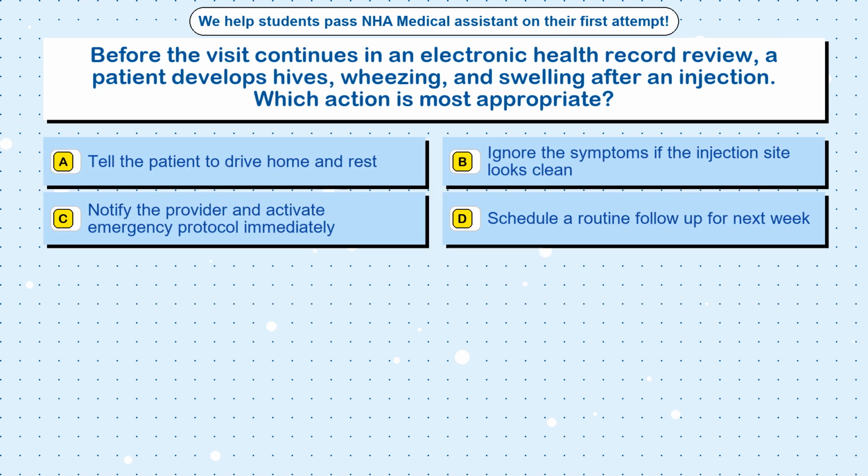Question 8. Before the visit continues in an electronic health record review, a patient develops hives, wheezing, and swelling after an injection. Which action is most appropriate? Option A, tell the patient to drive home and rest. Option B, ignore the symptoms if the injection site looks clean. Option C, notify the provider and activate emergency protocol immediately. Option D, schedule a routine follow-up for next week.